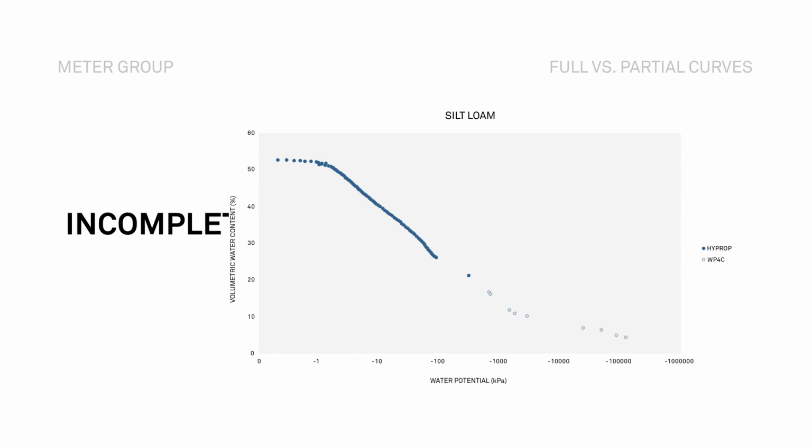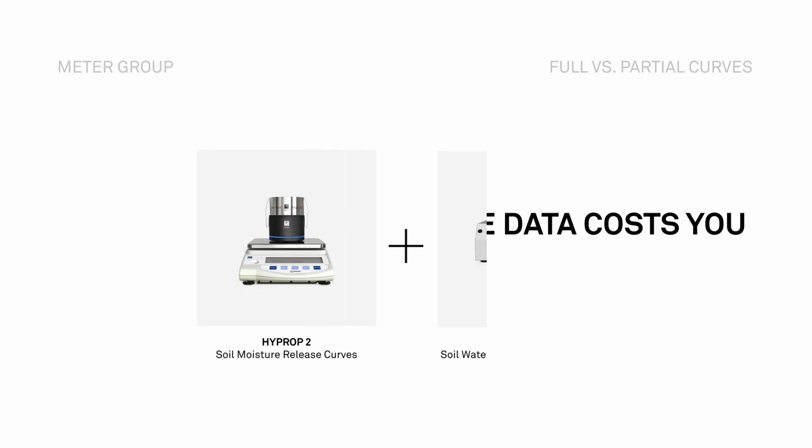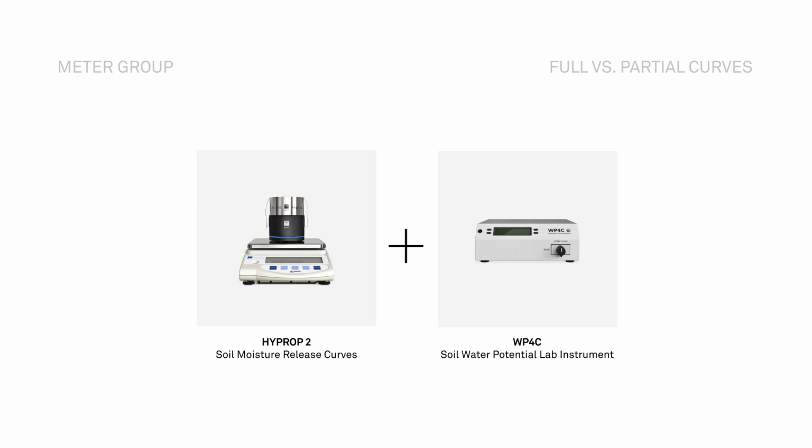Incomplete soil moisture data costs you. It leads to bad decisions, flawed models, and unreliable outcomes. Complete, accurate soil moisture data changes everything. The right tools, the HyProp and WP4C, put that power in your hands.